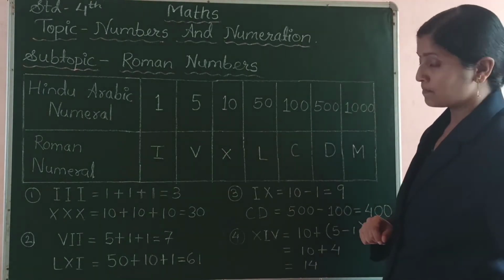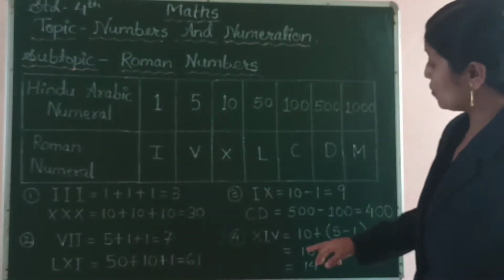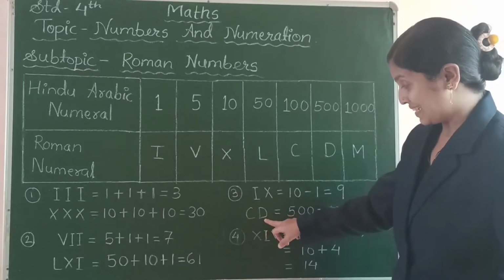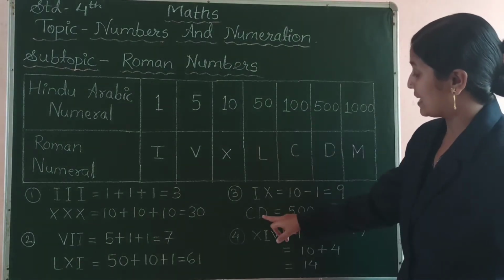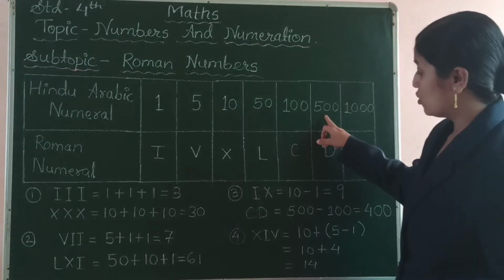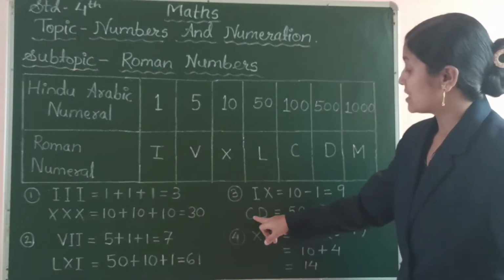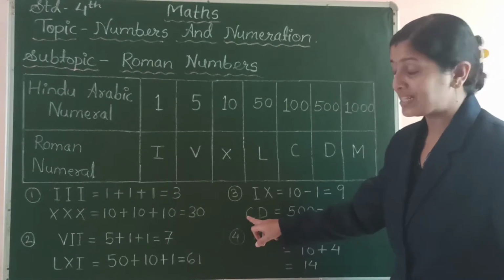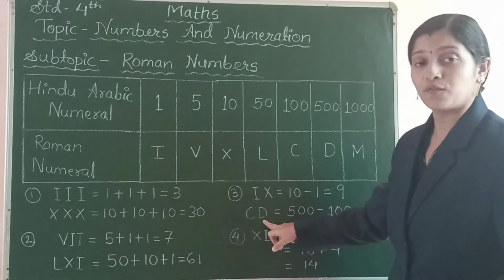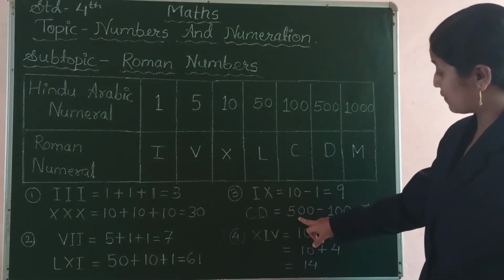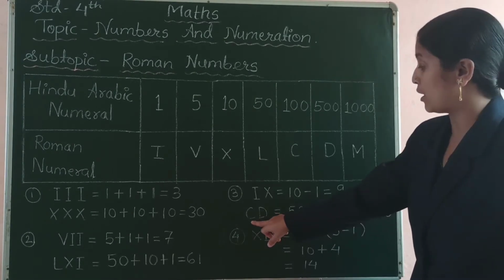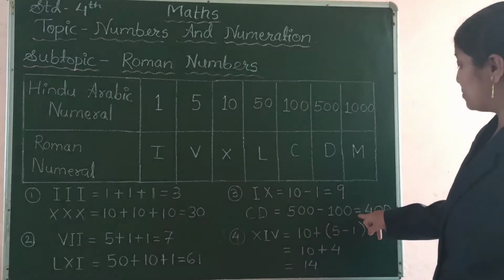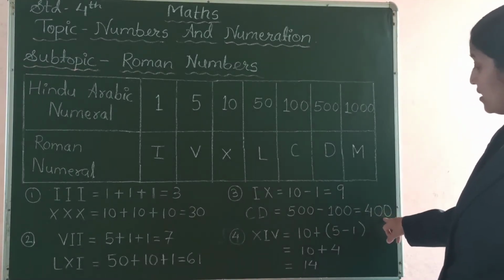And also we have CD. What is the value of C? C means 100 and D means 500. So what is done? C, which is of smaller value, is subtracted from D, which is of greater value. So D is 500. From 500 we have to subtract the value of C, that is 100, which becomes 400.